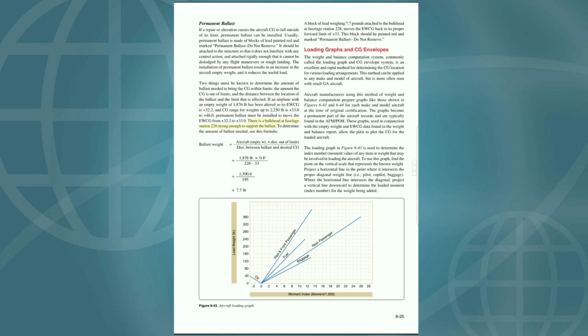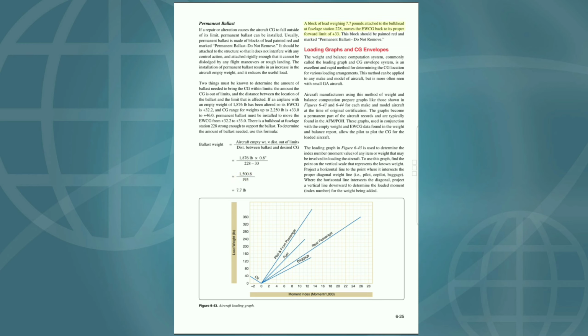There is a bulkhead at fuselage station 228 strong enough to support the ballast. To determine the amount of ballast needed, use this formula: aircraft empty weight times CG out of limits, divided by the distance between the ballast and the desired CG, equals ballast weight. 1,876 pounds times 0.8 equals 1,500.8, divided by 195 (228 minus 33), equals 7.7 pounds.